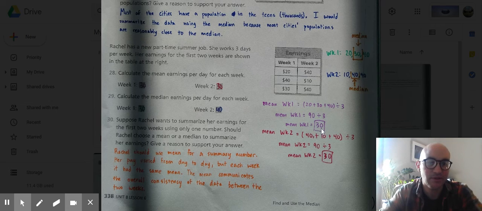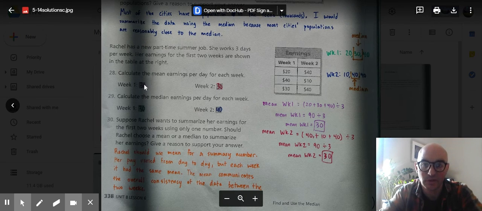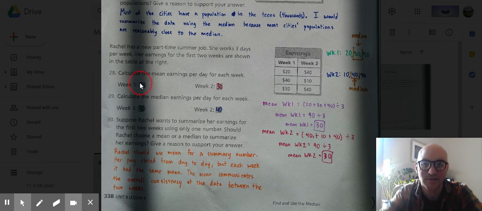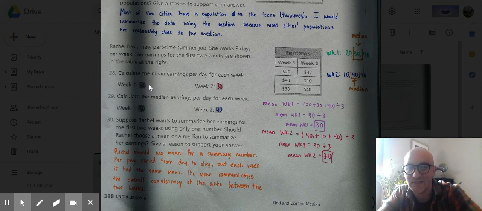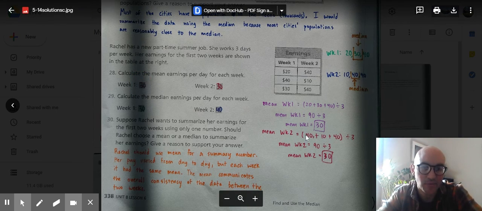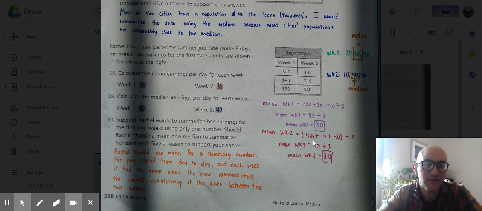And of course 90 divided by 3 is 30. So $30 for week 1 goes right there. Sorry, the shade is even making that a little bit difficult to read, but that is a 30. And then I do the same exact process for week 2. I did it in red pen here.